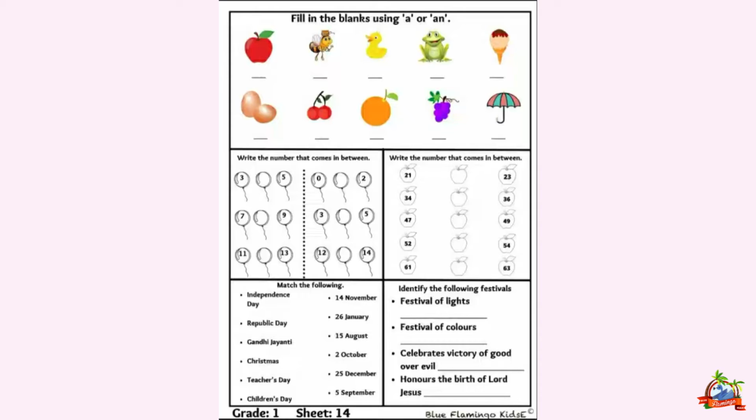The third one is the picture of a duck. Duck starts with D. D-U-C-K. Duck. It starts with D. And D is a consonant. So what we will write before it? A. Understood? In this way we have to write a or an.